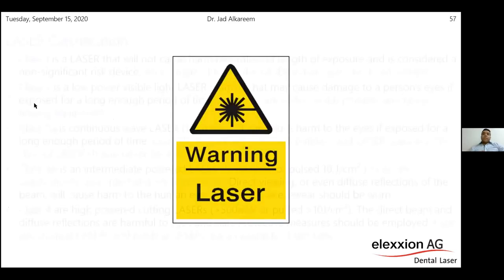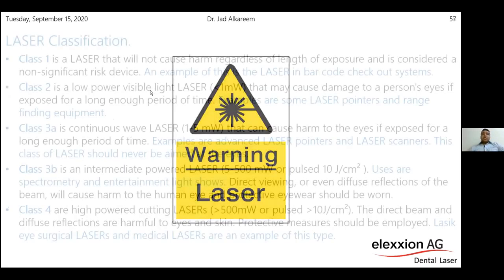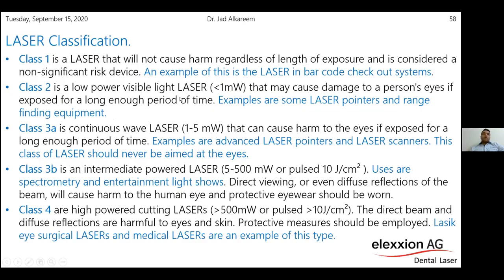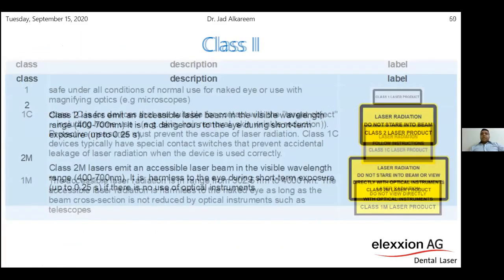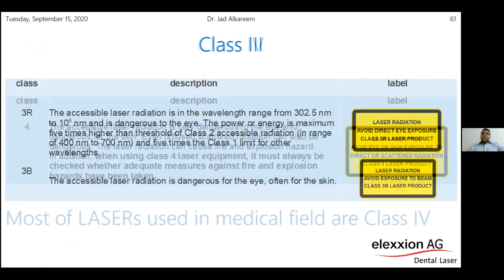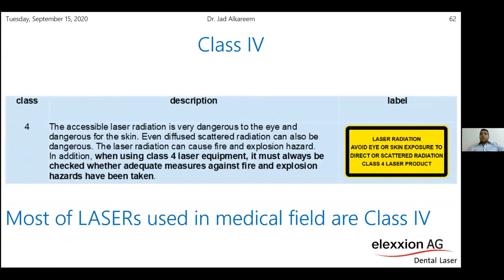So we have different classifications of laser. We have class 1, class 2, class 3, and class 4. I will speak mainly about class 4, because class 4 is the most important for the dentist or for the doctor. Lasers are absorbed by the human tissue and can be absorbed by our eyes, by our soft tissue.